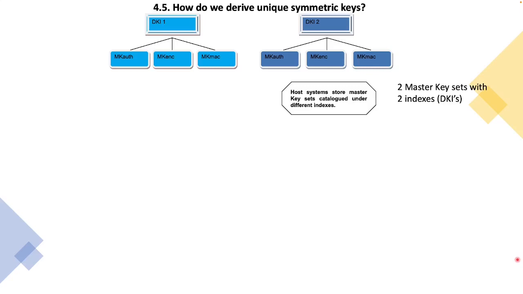So how do we derive these unique symmetric keys? Remember we spoke about an organization, and let's assume we have two master key sets: master key set 1 and master key set 2. Under master key set 1, we've got an MK auth, MK enc, and MK MAC, and under key set 2, we've got the same three. Host systems will store these master key sets, cataloged under these different indexes. They are kept securely. They are never shared and never exchanged. No one has access to these keys directly.